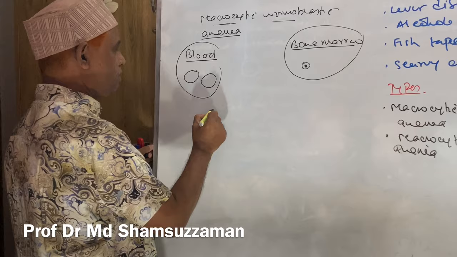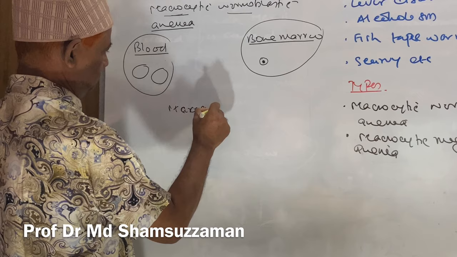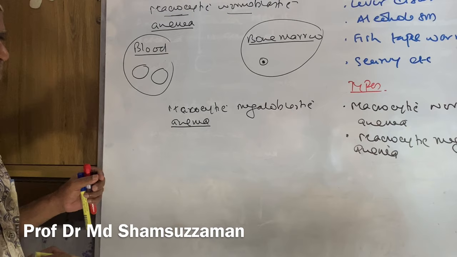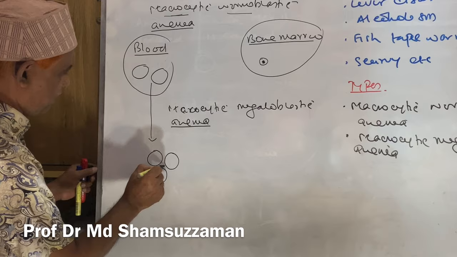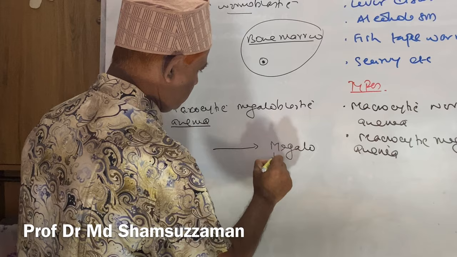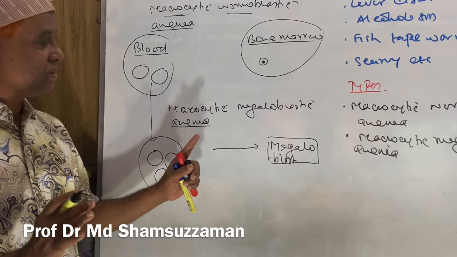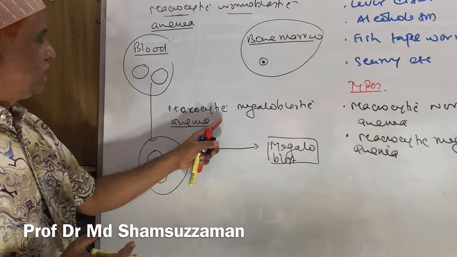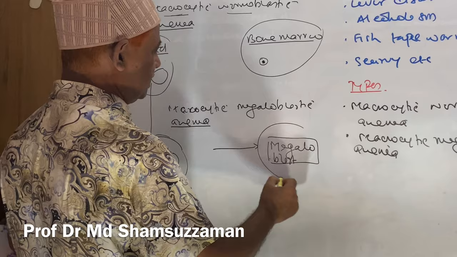Now in case of macrocytic megaloblastic anemia, what will we get? In the peripheral blood, again we will get macrocytes. But in the bone marrow, we don't get normoblasts. We get megaloblasts. A megaloblast is a nucleated red cell, but the size is abnormally large, it has abnormal functioning and abnormal characteristics, and there is maturation arrest. So it is called megaloblast. So in macrocytic megaloblastic anemia, we get macrocytes in blood and megaloblasts in bone marrow. In both cases, we get macrocytes in peripheral blood.